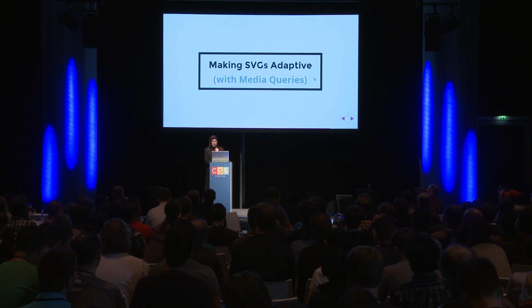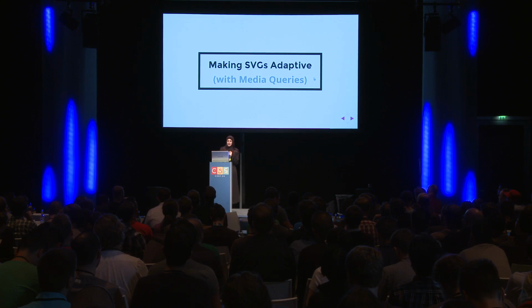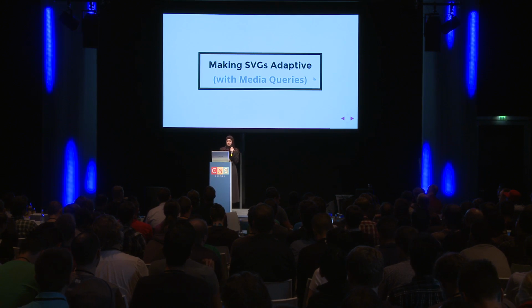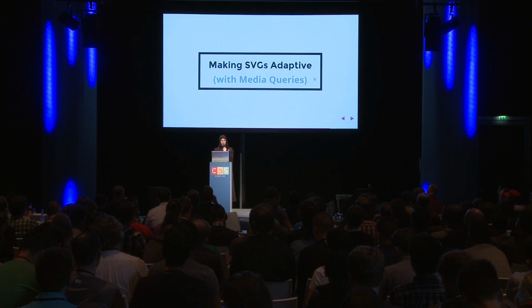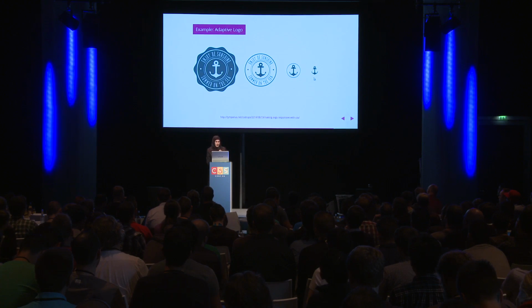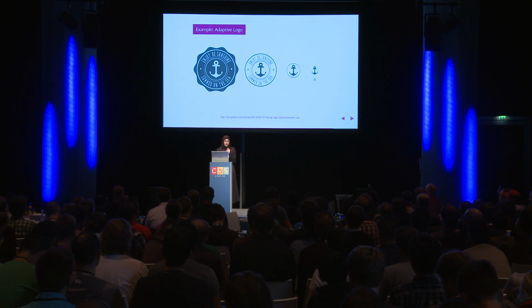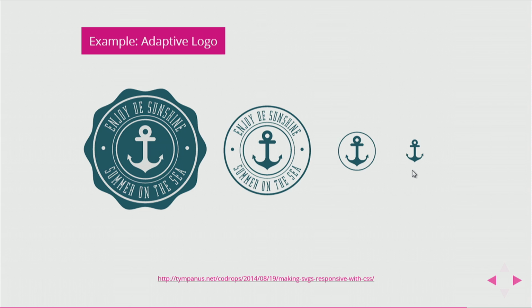Okay, so making SVGs responsive with media queries. You can use media queries inside SVGs, just like you would with HTML elements, but there is one very important difference here. In this example, I have an adaptive logo. This is an example from an article that I wrote for CodeDrops a while back. So we're starting with the logo on the left, and then as the screen gets smaller, so that the logo does not take a lot of screen estate, you're going to start changing colors and removing elements, just like you would with HTML.